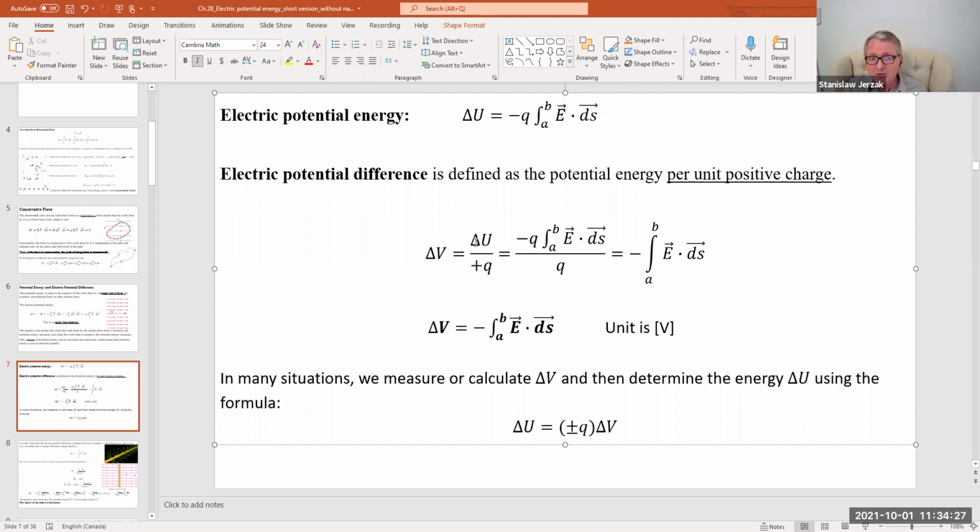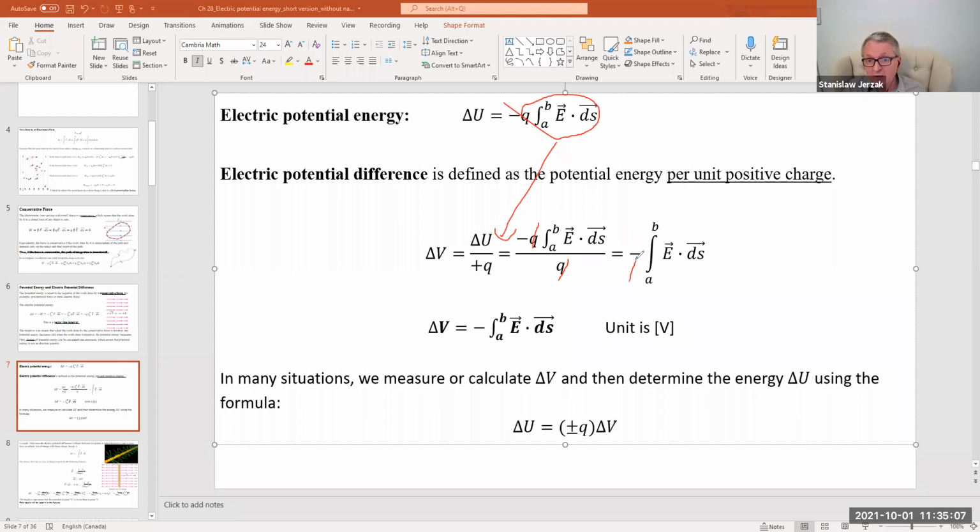So if I substitute for delta U this expression given by the integral, I will animate it in a minute. Now I can get to the animation. So I substituted this quantity here for delta U, and then as you see, Q cancels, and the electric potential difference, delta V, is then given as the negative of the integral of the electric field E dot ds. So this is the vector line integral.